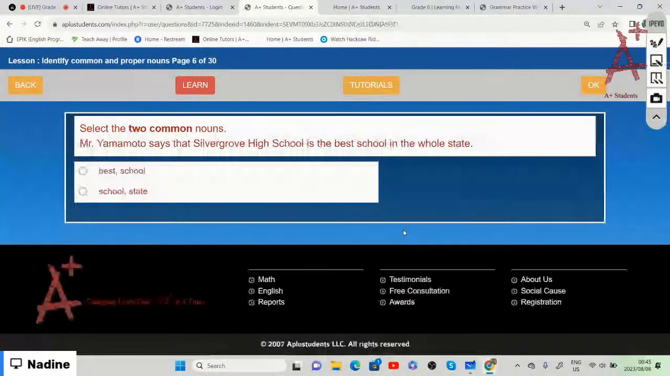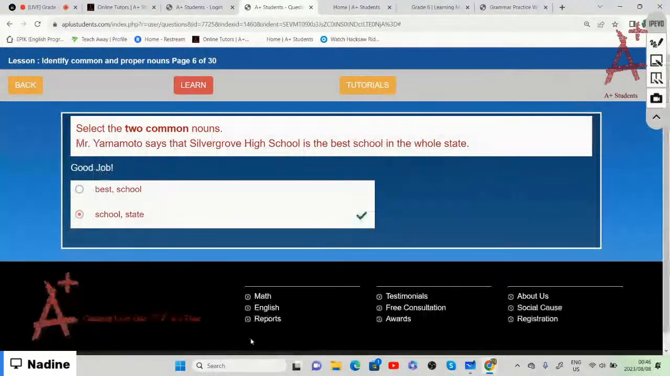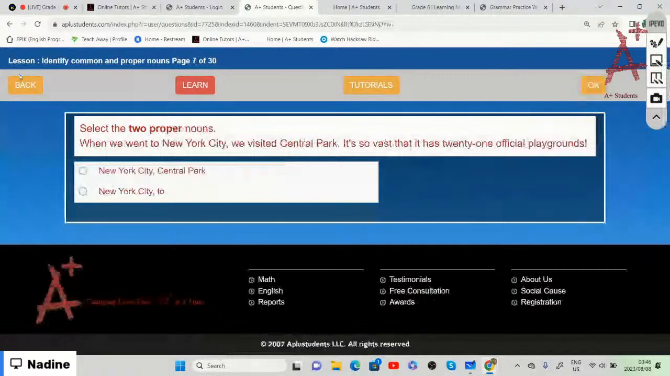And lastly, we need to select the two common nouns. Mr. Yamamoto says that Silver Grove High School is the best school in the whole state. We need to choose the two common nouns. Is it best and school, or school and state? Two common nouns. If we choose the two common nouns, we can say it is school and state. That is the two common nouns within our sentence.